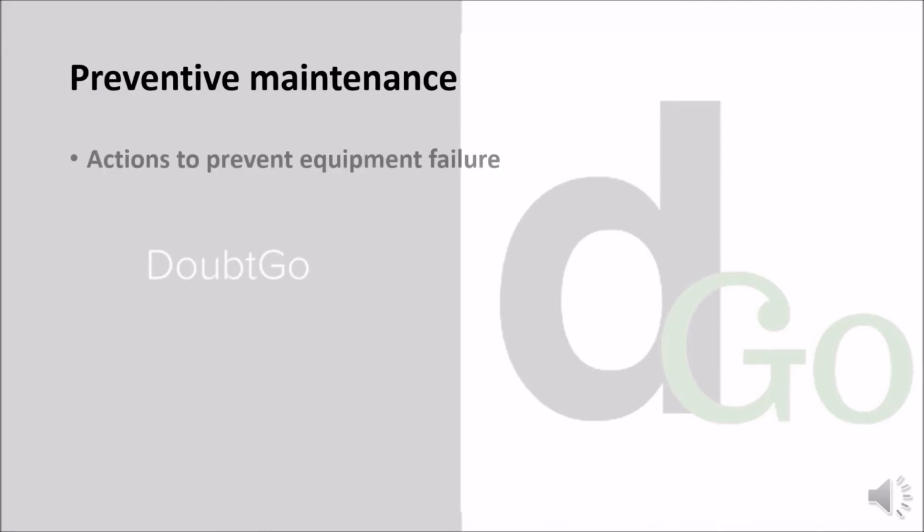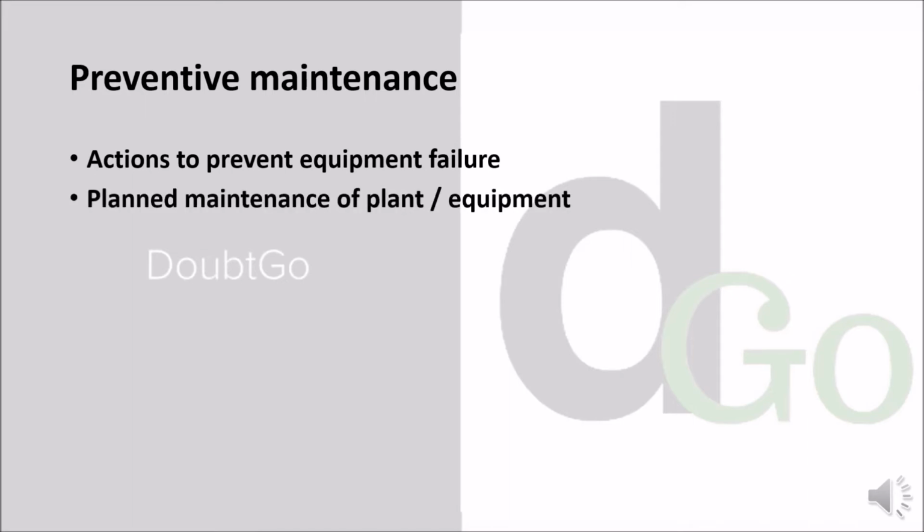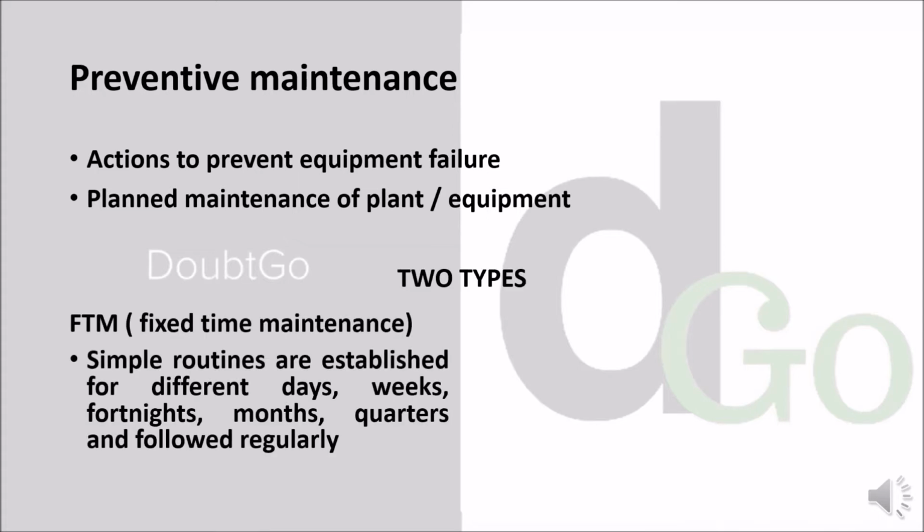Preventive maintenance. It includes any action to prevent equipment failure or downtime. It is a planned type of maintenance. In this type of maintenance, the equipment is restored back to nearly original condition. It is of two types. Fixed time maintenance. It has simple routines that must be followed regularly in intervals of days, weeks, fortnights, months or quarters.